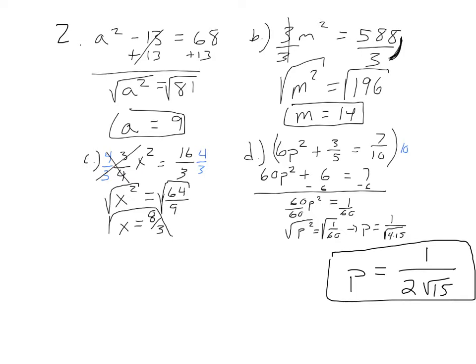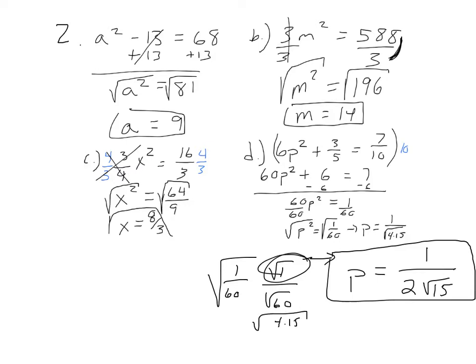Looking at this problem again, we had the square root of 1 over 60. That's the same as the square root of 1 over the square root of 60. The square root of 1 is just the 1 on top in the numerator, and the square root of 60 can be broken down into 4 times 15. The reason I like this is because 4 is a perfect square. The square root of 4 is this 2 here, and you're left with the 15 underneath. Yay!